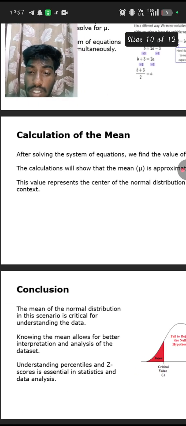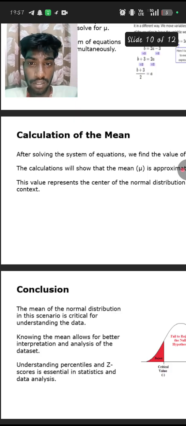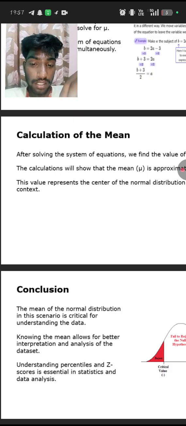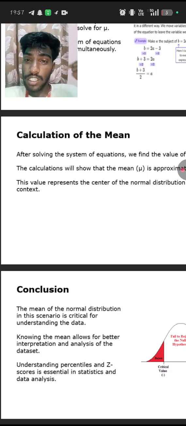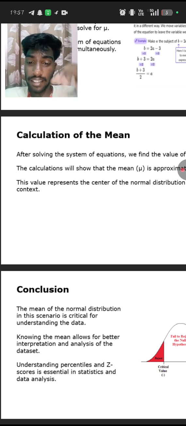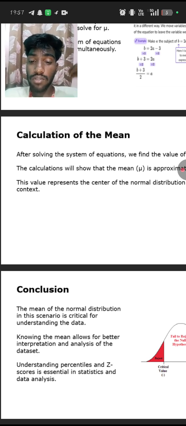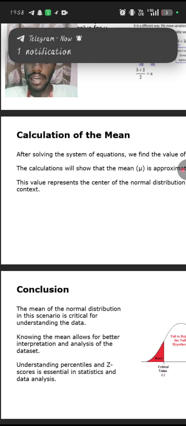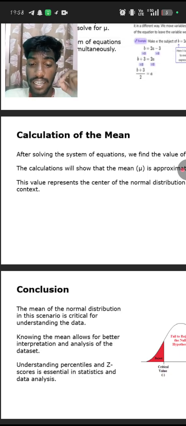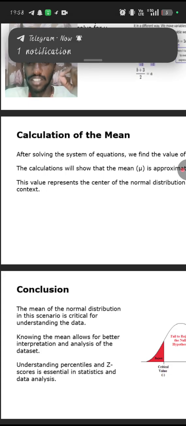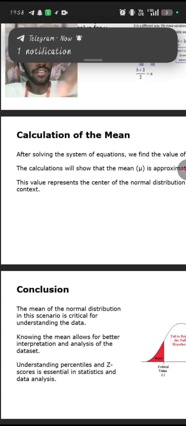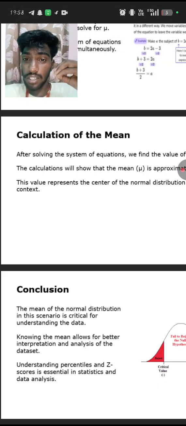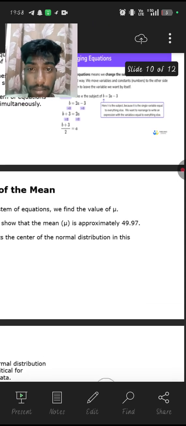The conclusion is that the mean of the normal distribution in this scenario is critical for understanding the data. Knowing the mean allows for better interpretation and analysis of the data set. Understanding percentiles and Z-scores is essential. Now we have got the mean and variance using Z-scores. So the conclusion says understanding percentiles and Z-scores is essential in statistics and data analysis.